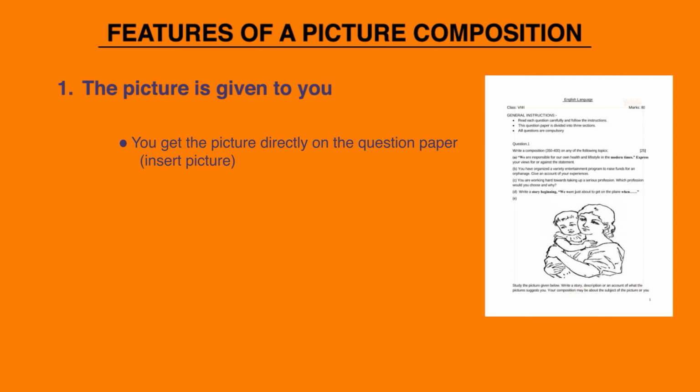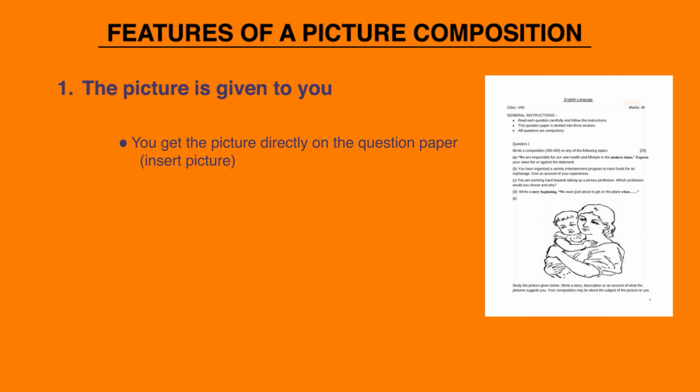Everyone, in this video, I am going to discuss the features of a picture composition. Okay, so the very first feature of a picture composition is that the picture is given to you. The picture on which you have to frame the composition is already given to you. You get the picture directly on your question paper.